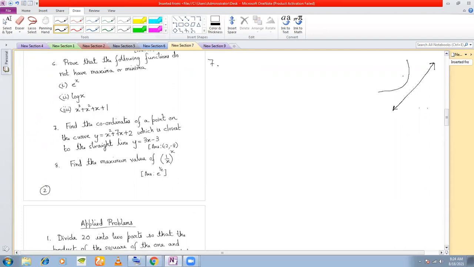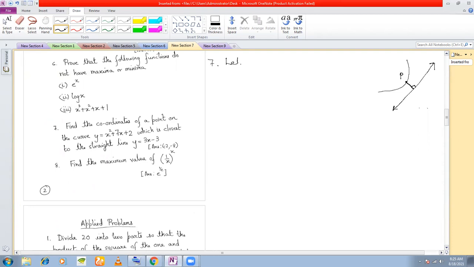What point on this curve is closest to this straight line? There are infinite number of points, but which point is closest? That is, has the minimum distance, minimum perpendicular distance. Suppose if I take this point as P, then among all other points, this point will have the minimum perpendicular distance. Okay. This is what we need to find.